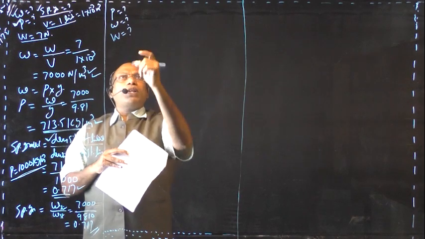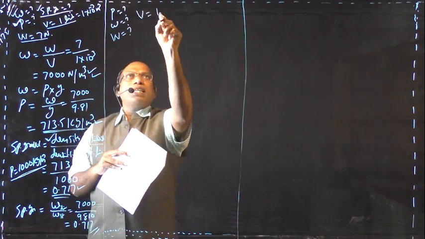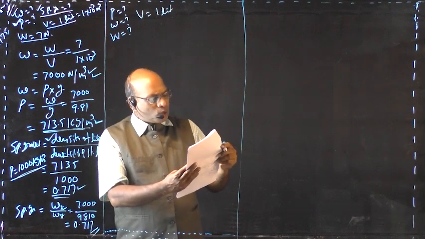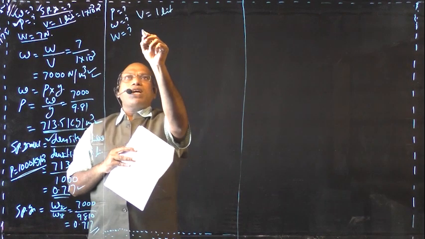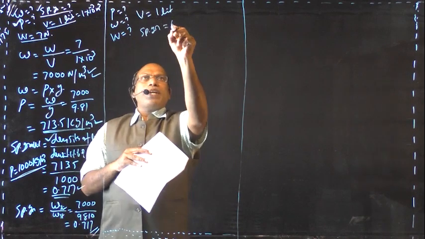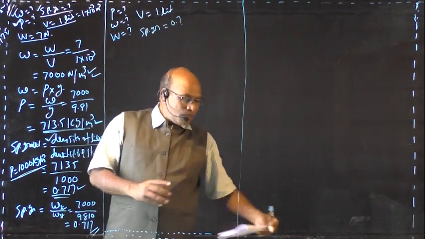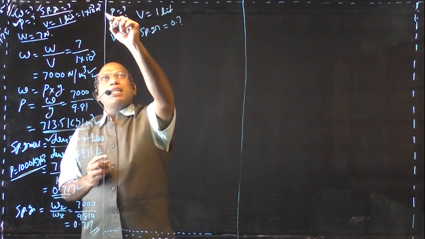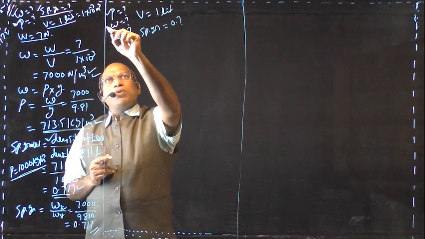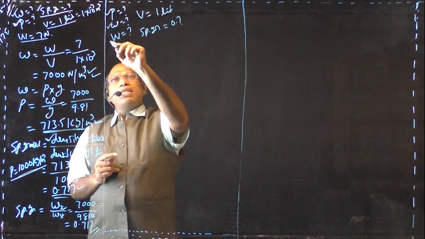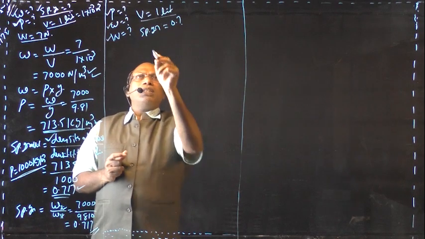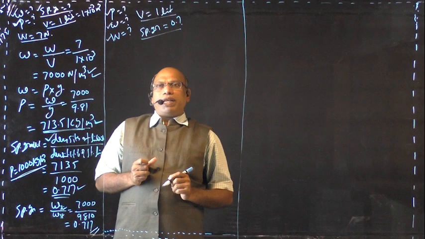Weight of 1 liter of petrol, that means volume is given, that is equal to 1 liter. For 1 liter of petrol, the specific gravity is also given, specific gravity equal to 0.7. Here we are going to determine the density of the fluid, the unit weight of this fluid, and the weight of the fluid. Here volume is given and specific gravity of the fluid is also given.